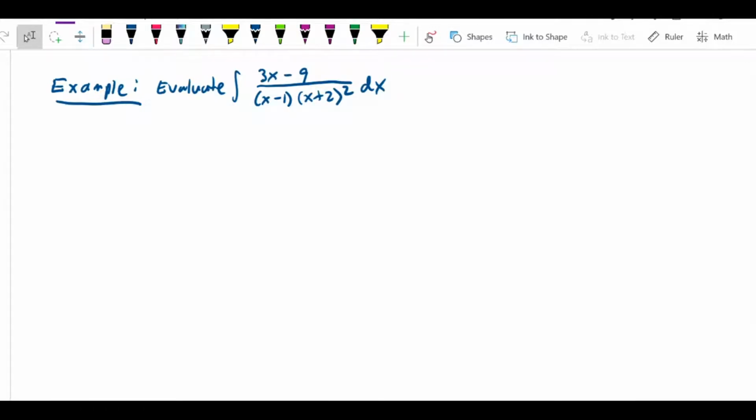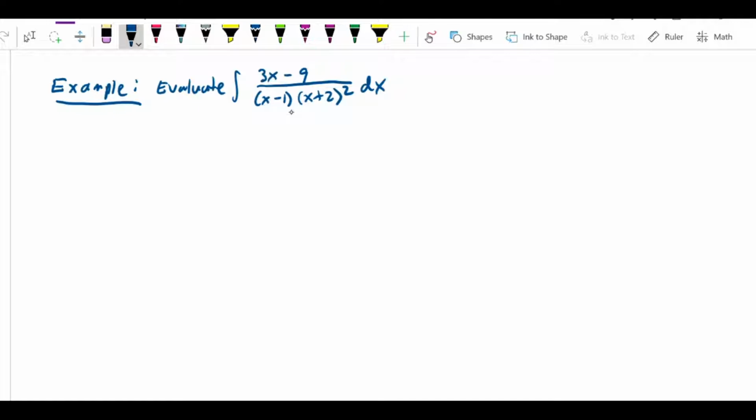Okay, so our next example is find the integral of (3x minus 9) over (x minus 1)(x plus 2) quantity squared. So first of all, let's just verify that on top we have a numerator of degree 1, and on the bottom we're going to have a factor of x times two factors of x, which gives us an x times x in the first position, and that's going to give us a degree 3 polynomial on the bottom. We do in fact have a lower degree on the top than on the bottom. We can proceed with this method.